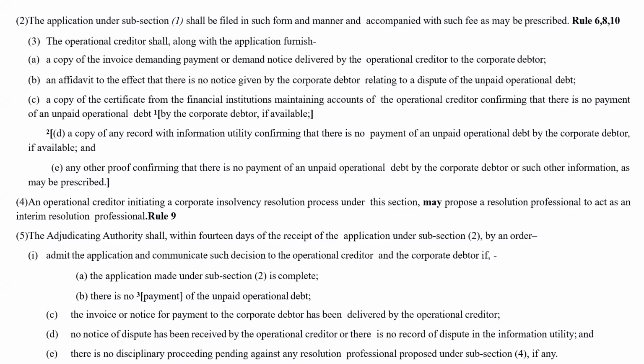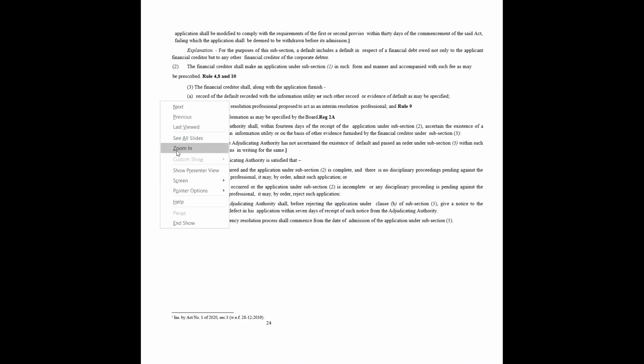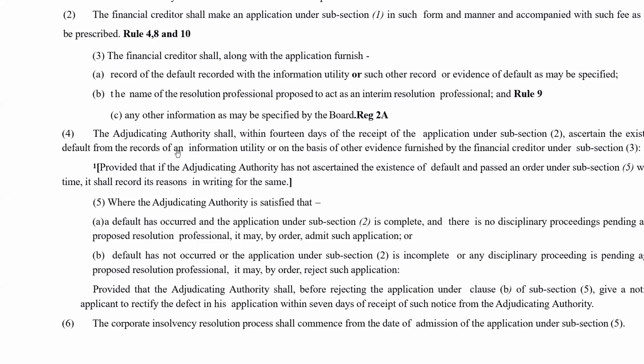in case of a financial creditor, it is essential to propose the name of the resolution professional. Let us go back again to section 7. So if we see section 7, section 7 subsection 3 says the financial creditor shall, the word used is shall, along with the application, and 3b says the name of the RP. So it is mandatory. But in case of an operational creditor, the word used is may. So what it says, the operational creditor.